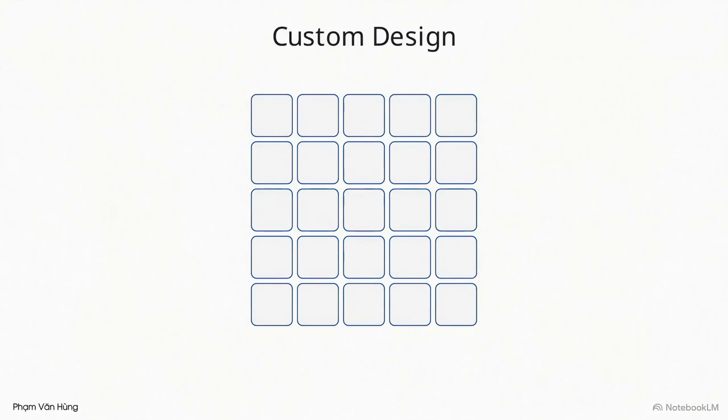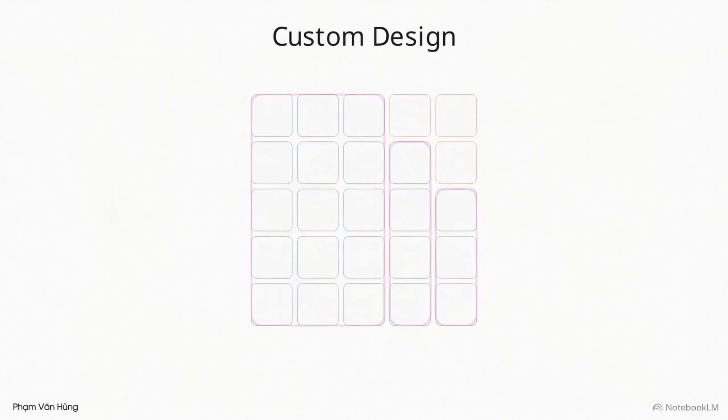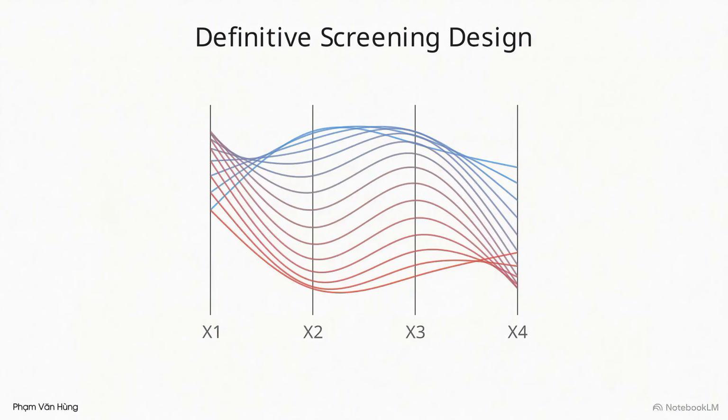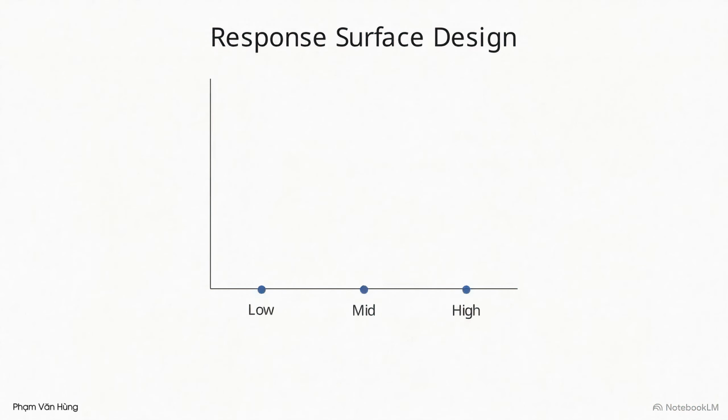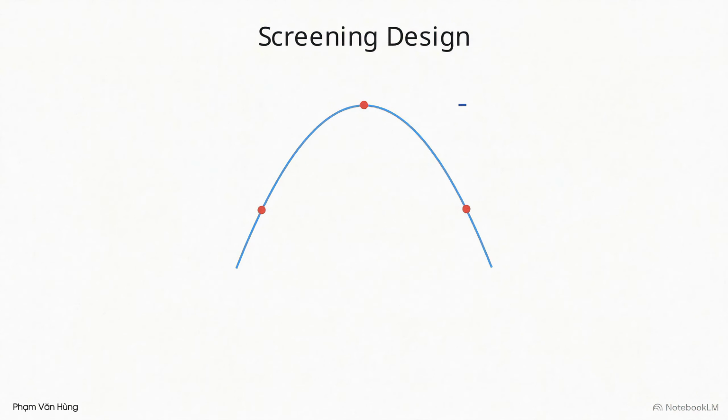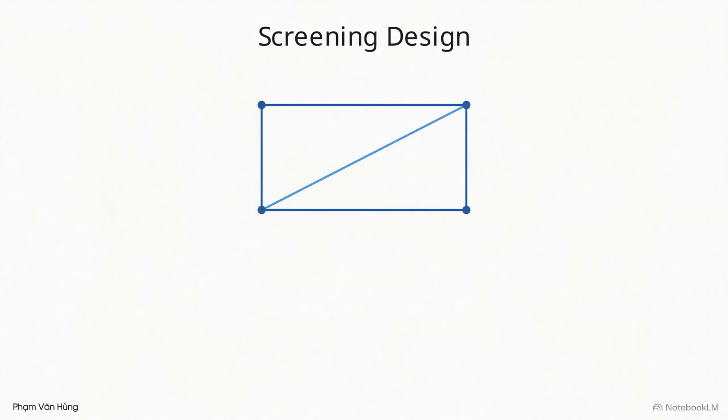Custom design defines limits and disallowed combinations, grouping hard-to-change factors into split plot blocks. Definitive screening requires 4 factors to identify nonlinear curvature and interactions. To fit quadratic models, response surface provides 3 settings, unlike a standard screening design's orthogonal grid.